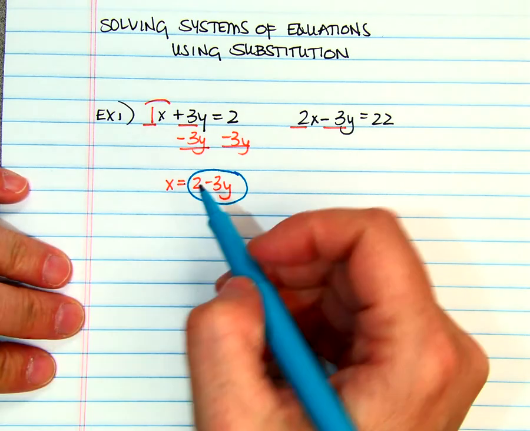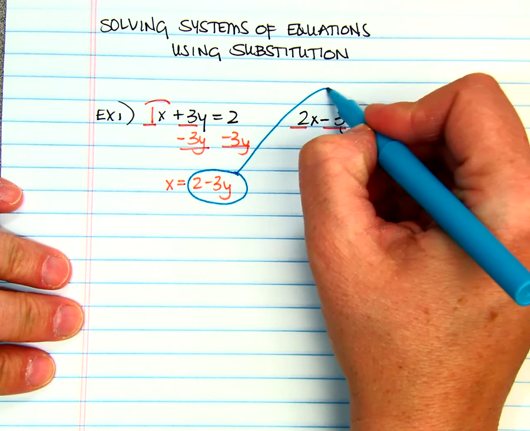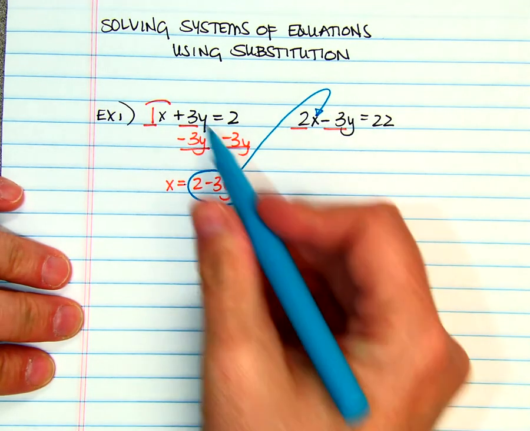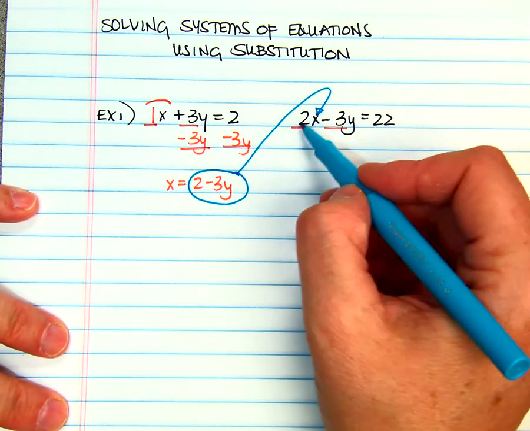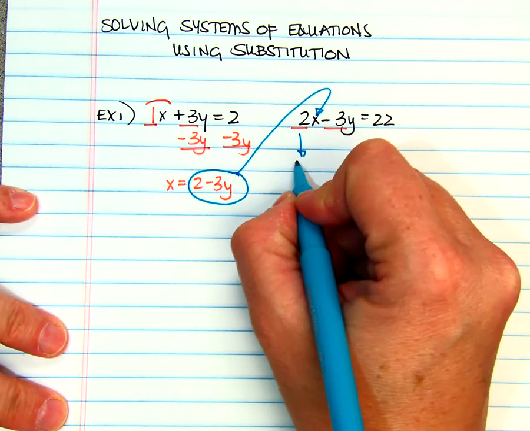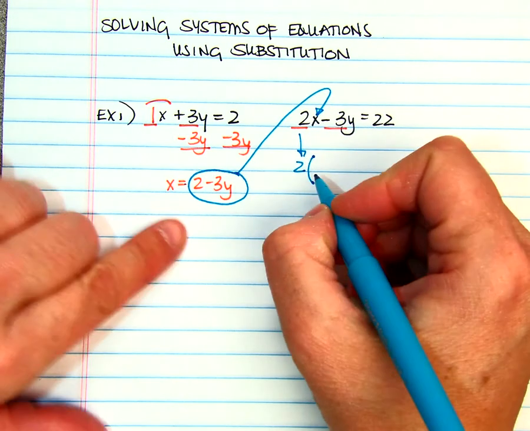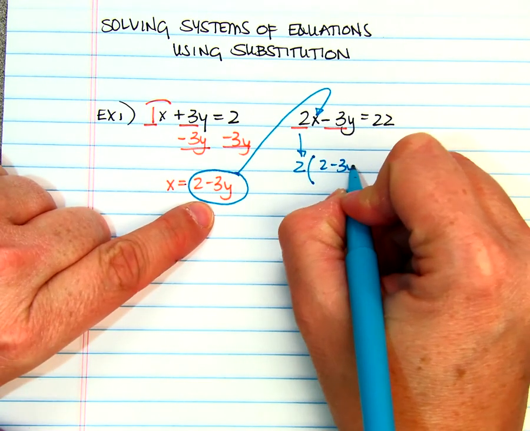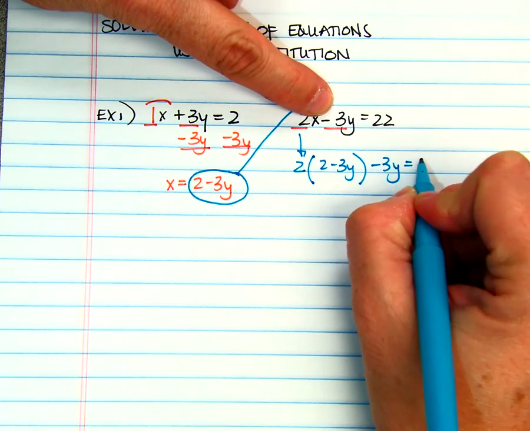Now, it's very important that you substitute it in for the x in the other equation. Because if you put it in here, you're going to end up with what's called an identity. And we don't want that. So we're going to substitute that. 2 comes down, so 2 times x. So it's 2 times my 2 minus 3y. Subtract 3y and equals 22.